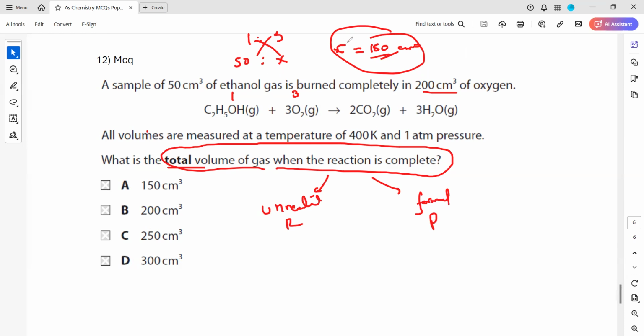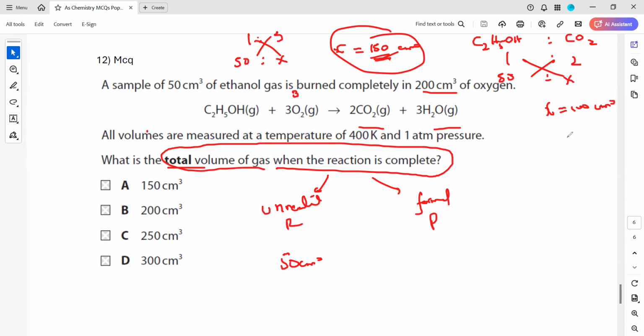So how much reactant will be left? The ethanol will be used up completely. 150 is used up out of 200, so how much is left? 50 cm³. Then for the formed product, because carbon dioxide and water are both in a gaseous state, to know how much product is formed we always use the limiting reagent. So we'll use the C2H5OH and carbon dioxide ratio, which is 1:2. If we have 50 cm³, how much carbon dioxide will be there? Cross multiply. It will be 100 cm³ of carbon dioxide.